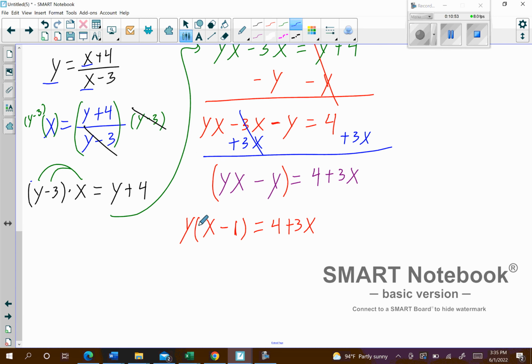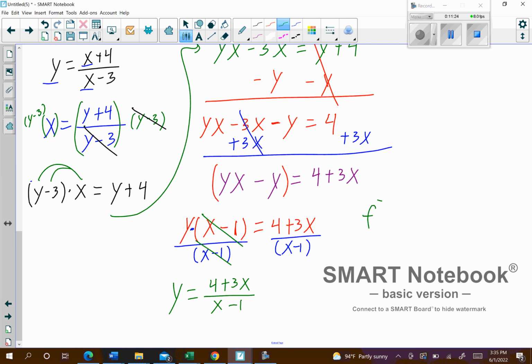And so now that I have the singular y, I can go ahead and solve for it and isolate it by dividing both sides by x minus 1. And so we'll go ahead and do that. And so we're going to be left with y equals 4 plus 3x over x minus 1 right there. And that's going to be my inverse function. So my inverse function is 4 plus 3x divided by x minus 1.